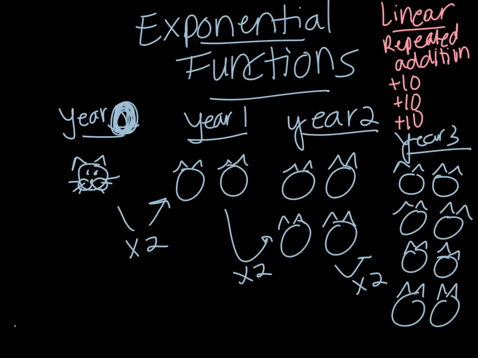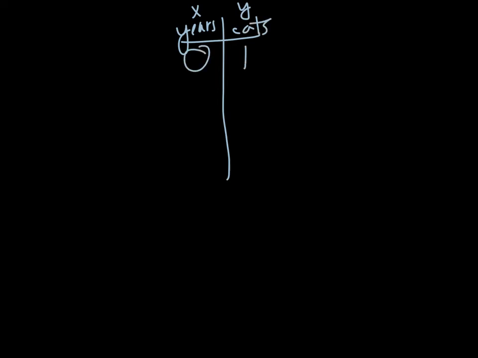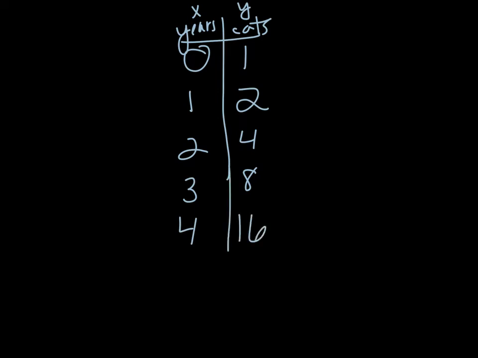So if I were to make a table of this, with x being the years and y being the number of cats that I have, before I started teaching, I had 1. After 1 year, I had 2. After 2 years, I had 4. After 3 years, I had 8. After 4 years, I would have 16. Hopefully it doesn't get to that point.